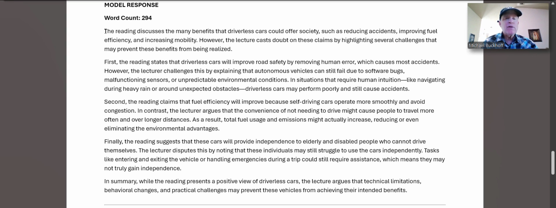The reading discusses the many benefits that driverless cars could offer society, such as reducing accidents, improving fuel efficiency, and increasing mobility. However, the lecture casts doubt on these claims by highlighting several challenges that may prevent these benefits from being realized.